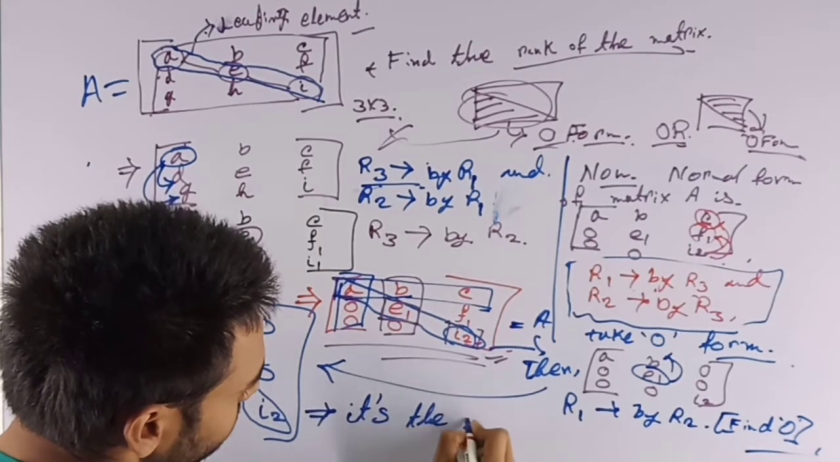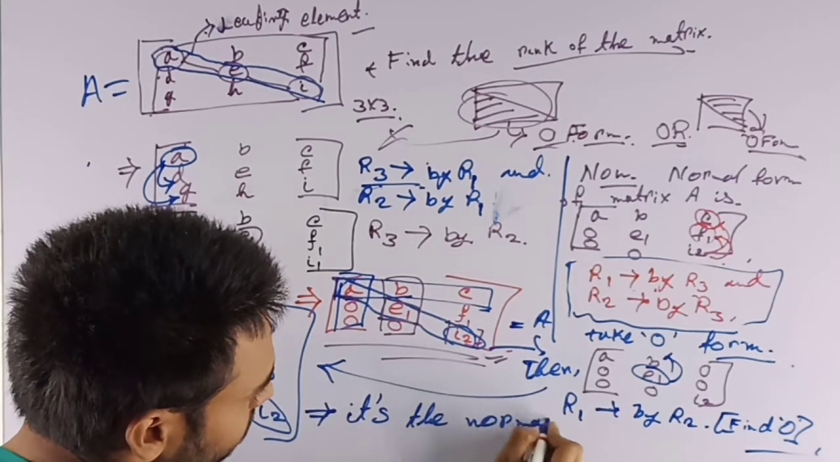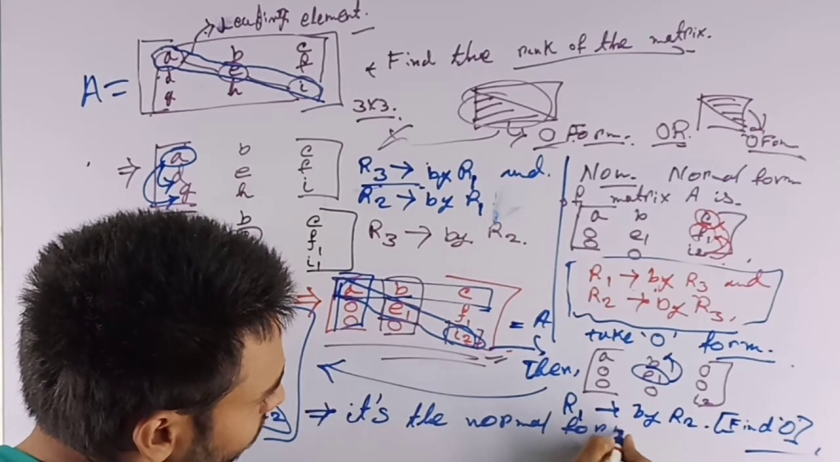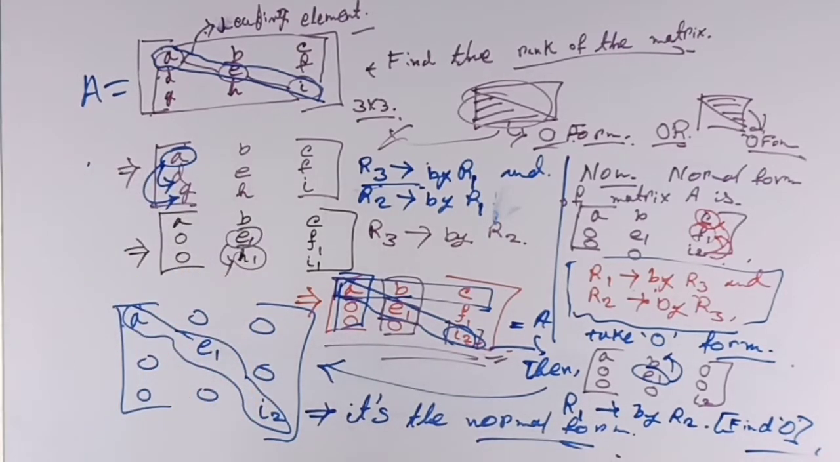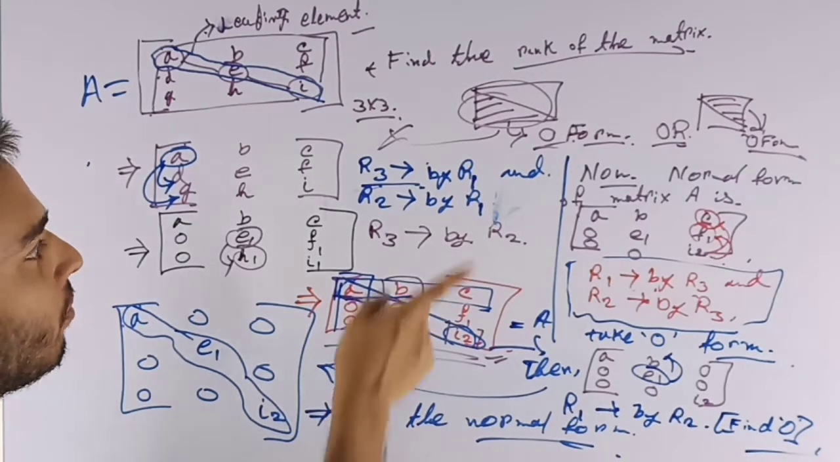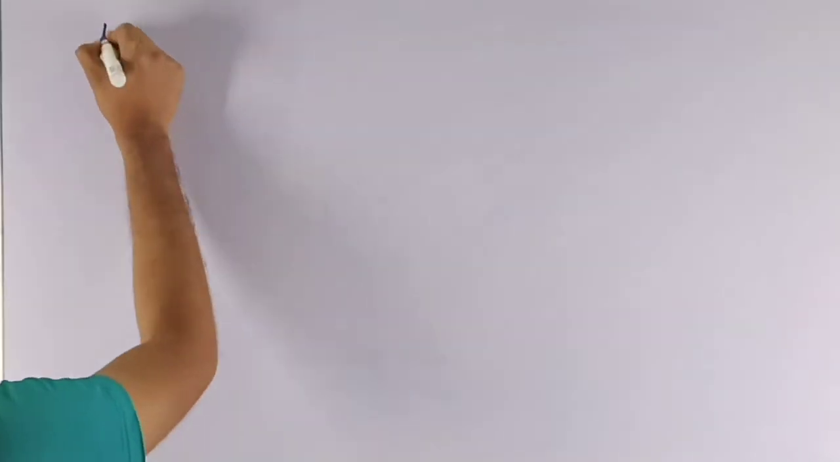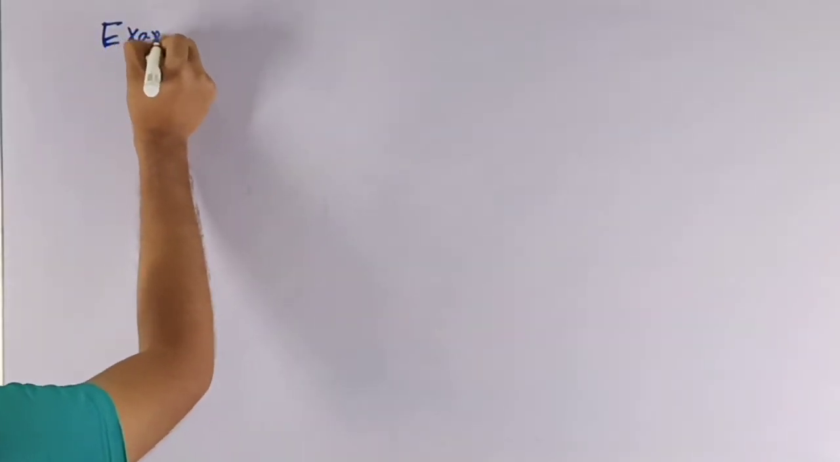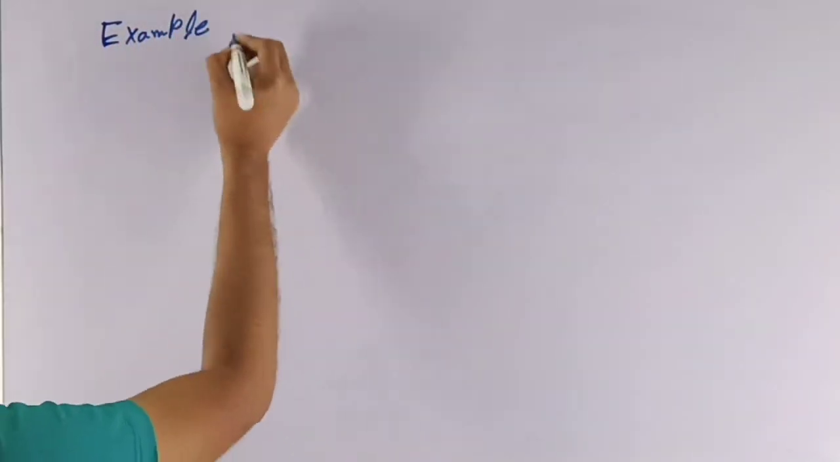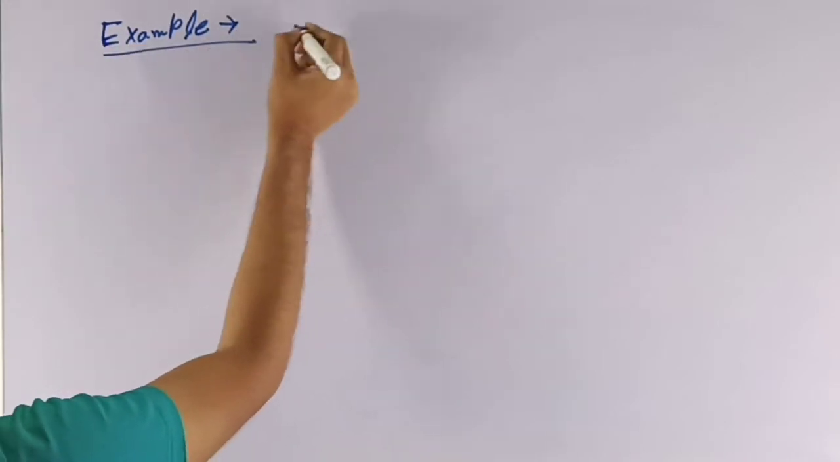So it's the normal form of matrix A, that's it. So now I also take an example of this operation form. So now example number 1, I also take in this video one example only, that's it.